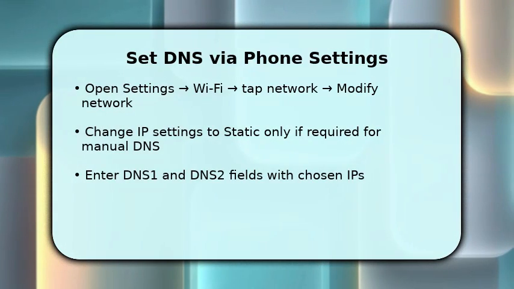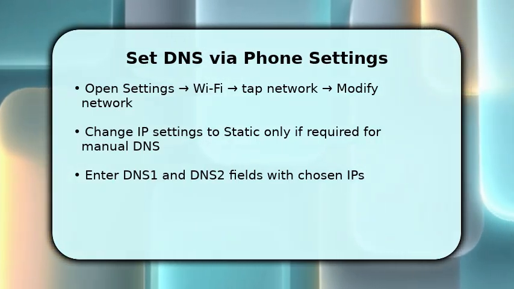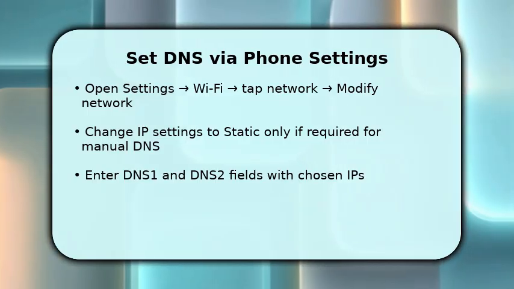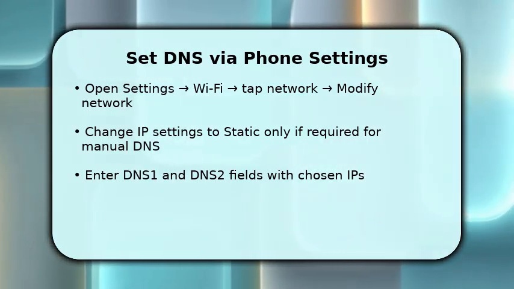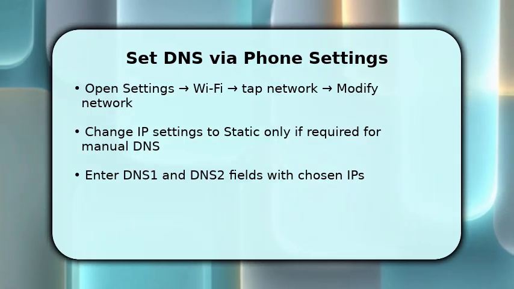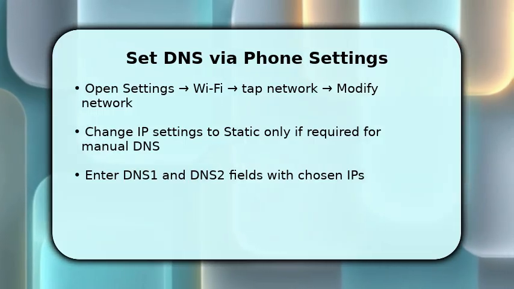You now change the network entry. Go to Settings, Wi-Fi, tap the connected network, and choose Modify or Advanced. If Android forces DHCP, switch IP settings to static briefly so DNS fields appear. This does not require changing your IP if you re-enter the original address.